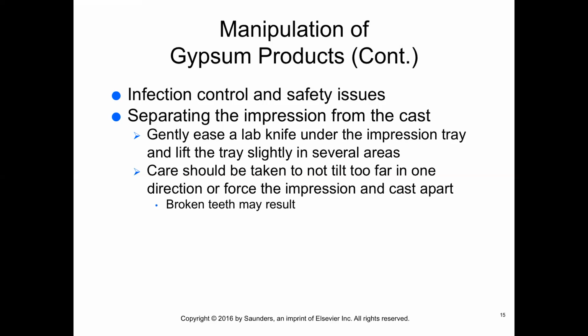To separate the model from the impression, you can take a lab knife and lift the tray slightly in several different areas. You can also carefully pull the model off with your hands, making sure that you do not tilt too far in one direction, or the force in that direction can cause the teeth on the model to break.